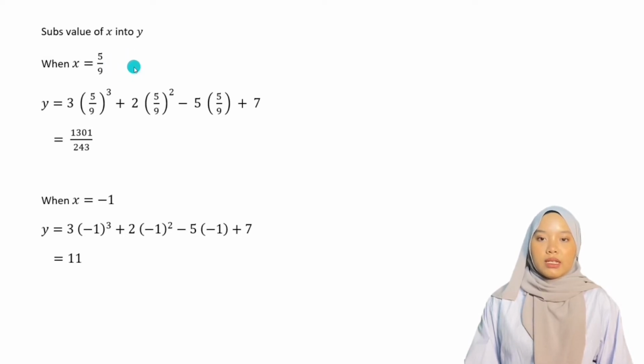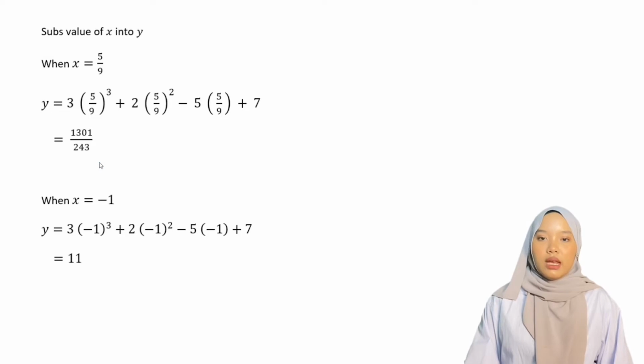So when x is equal to 5 over 9, you need to insert the number to replace x, and we get y = 3(5/9)^3 + 2(5/9)^2 - 5(5/9) + 7, and you get the answer which is 1301 over 243.